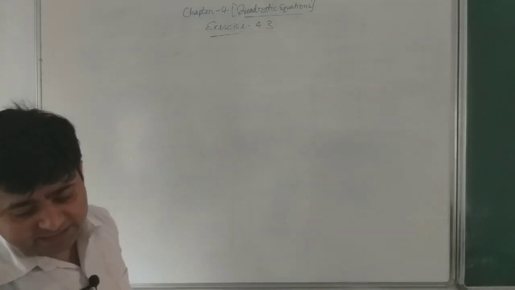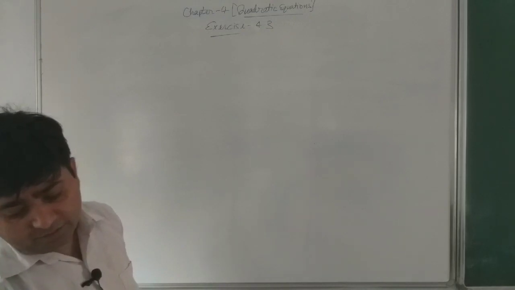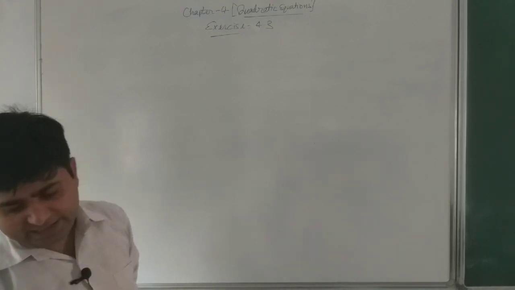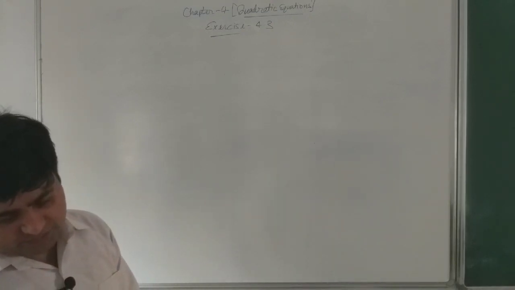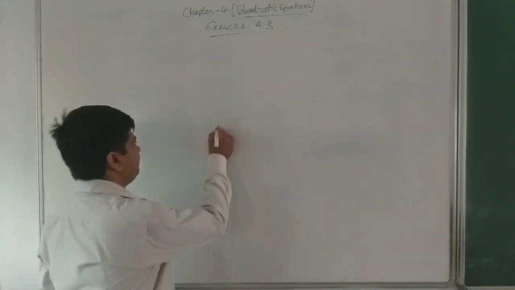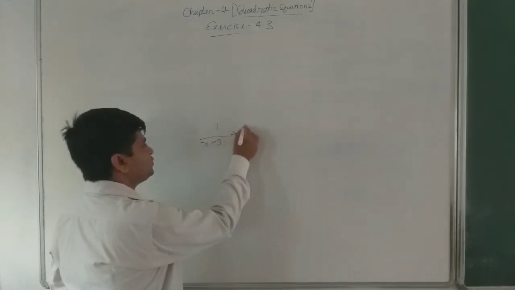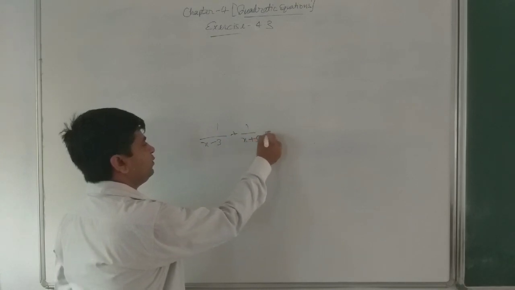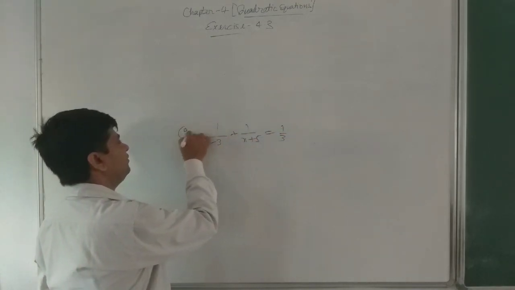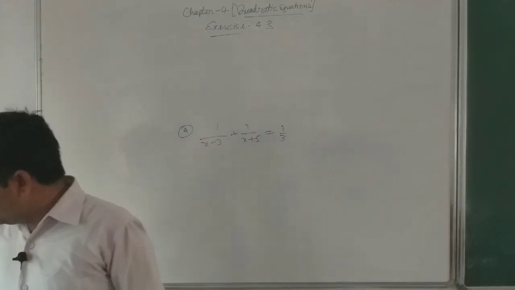then what is given? The sum of reciprocals. First 3 years ago means x minus 3 and after 5 years that means x plus 5. So 1/(x minus 3) plus 1/(x plus 5) equals 1/3. That is question 4. So you solve it yourself. Now we start question 5.